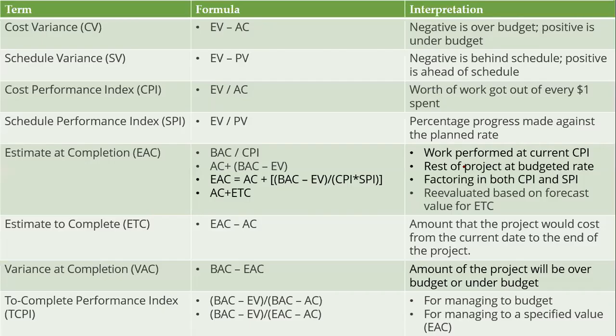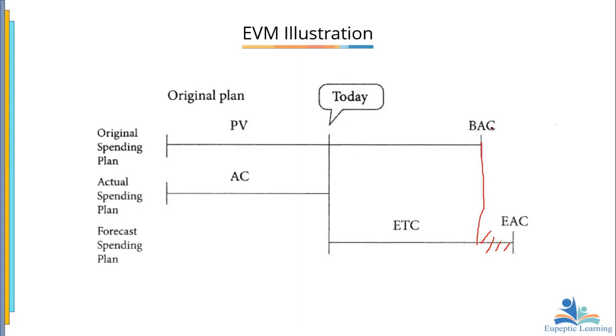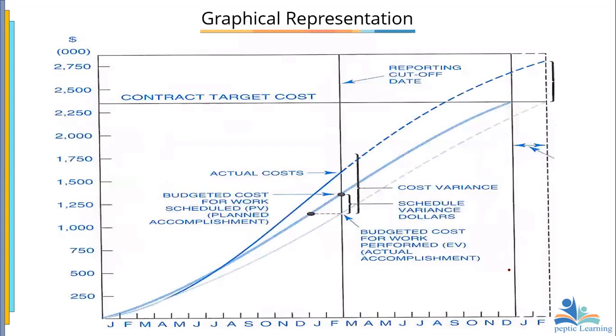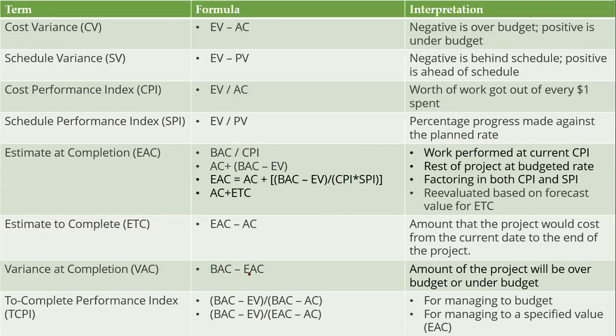So this is the formula. Look at it. Variance at completion. From what we have here, you see budget at completion, estimate at completion. And we said that is variance at what? Completion. Is that not it? So from here, we see that variance at completion is budget at completion minus what? Estimate at completion. Okay, the amount the project will be over budget or under budget. So if you get a negative value, it means that you are over budget. Positive means you are under budget.